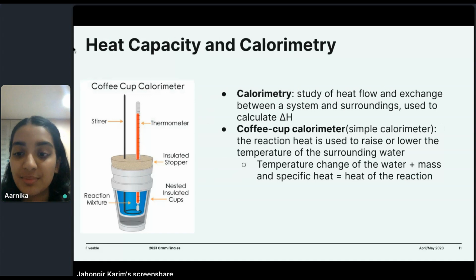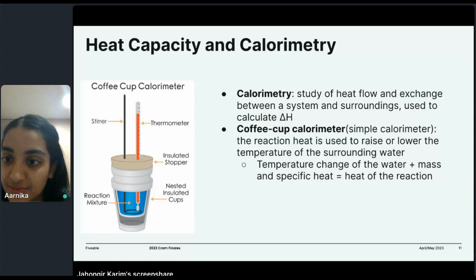All right, so now we're going to be talking about calorimetry. Calorimetry is basically the study of heat flow and exchange between a system and the surroundings, and this is used to calculate delta H. So for the coffee cup calorimeter, which is a simple calorimeter, the reaction heat is used to raise or lower the temperature of the surrounding water.